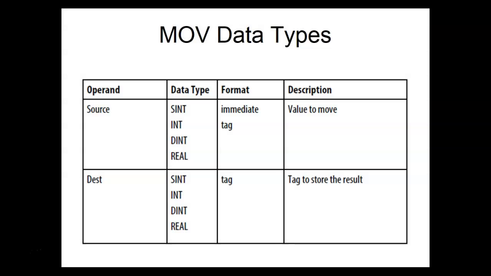Very powerful instruction. Data types, we can move small integers, we can move integers, we can move double integers, or we can move real numbers. You can load it with a tag, or you can load it immediate. And of course, the destination has got to be a tag. Got to get a tag address where you want to put it. All you got to do is just make sure the numbering systems are the same.